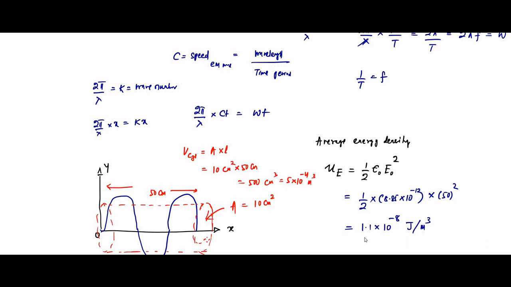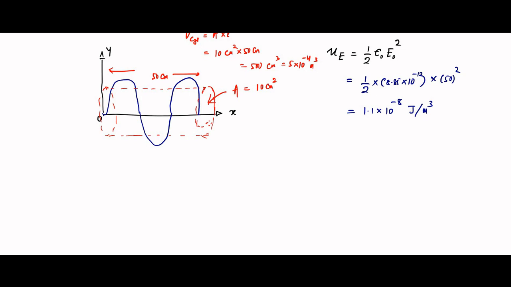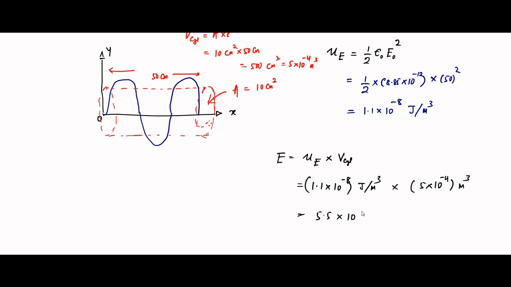This is the volume. So the total energy content of this cylinder will be equal to the average energy density multiplied with the volume of the cylinder. That is equal to 1.1 into 10 to the power minus 8 joule per meter cube multiplied with 5 into 10 to the power minus 4 meter cube. That is coming around 1.1 into 5, 5.5, into 10 to the power minus 12. Okay, 5.5 into 10 to the power minus 12 joules.